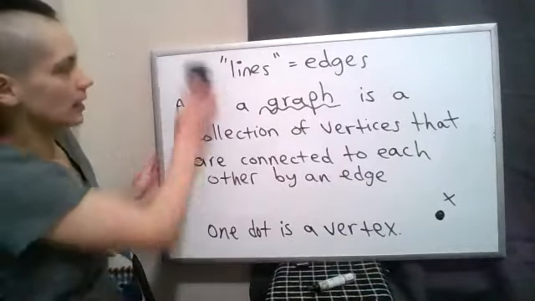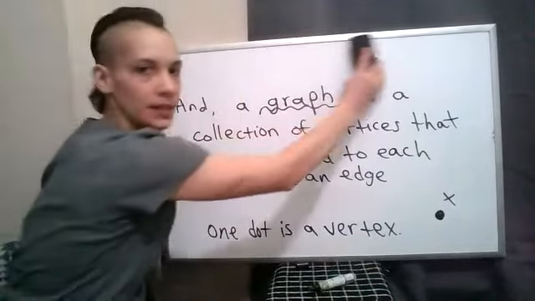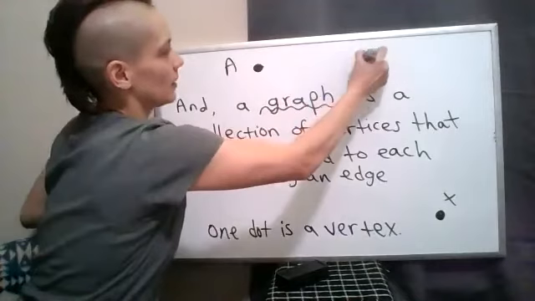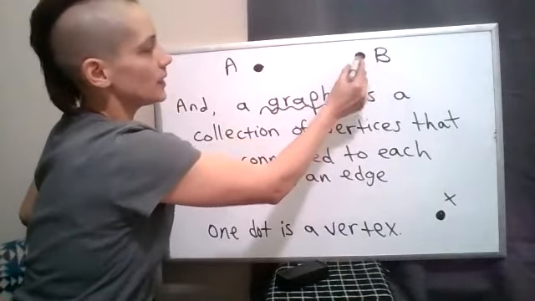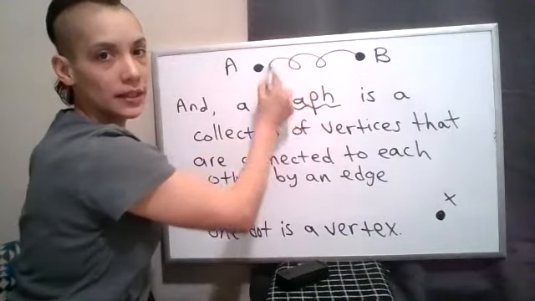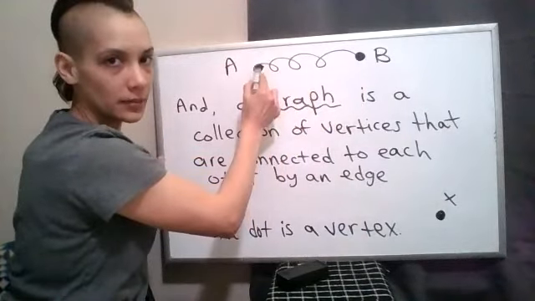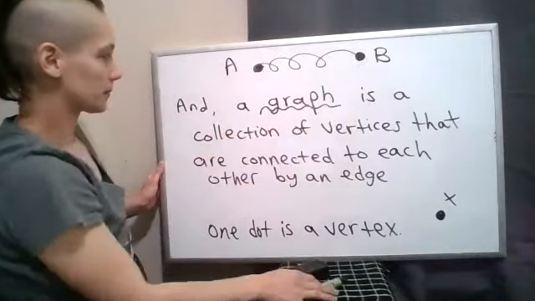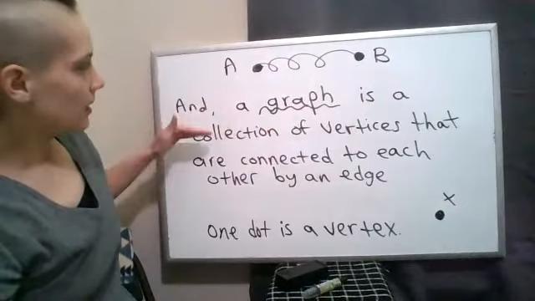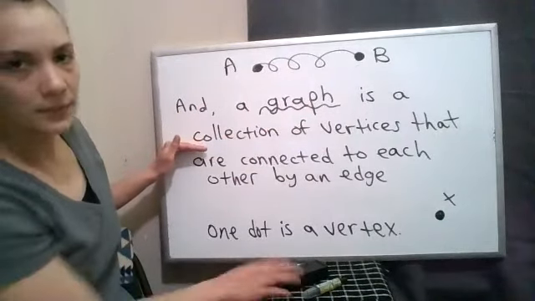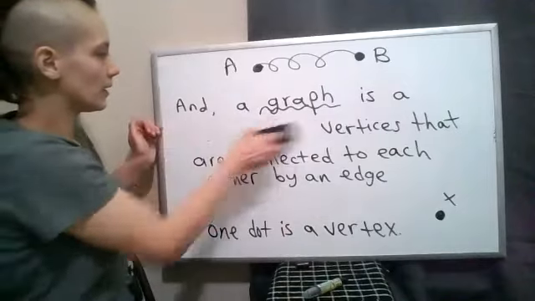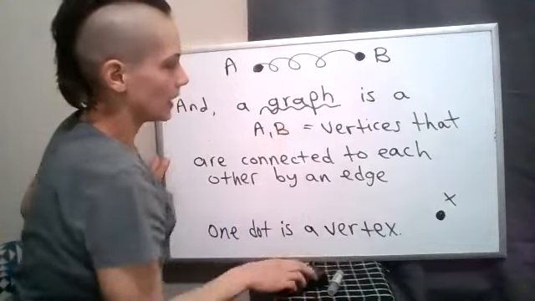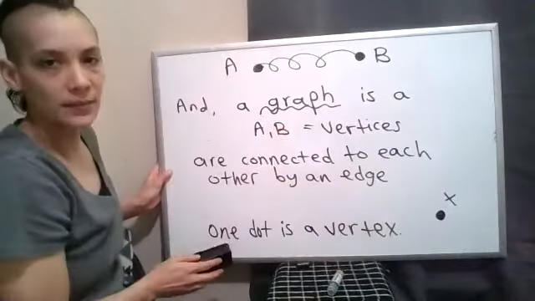And let's do like A connected to B, so their vertices are A and B. And your edge needs to start at one vertex, go to the other vertex, and touch it. Like there's this connection all the way from A over to B. So that's my graph. I've got two vertices, A and B. And my edge is AB.